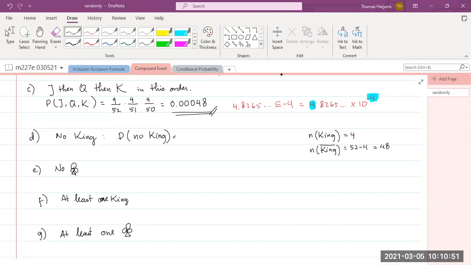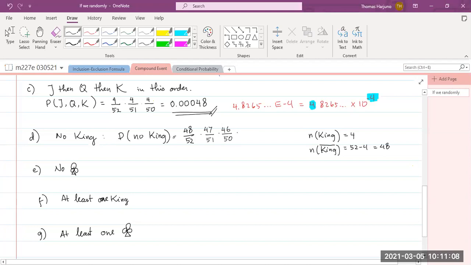Now then, the first card to be not a king is 48 out of 52, times not a king again, there are only 47 out of 51. Then not a king again is 46 over 50. That will be 46 times 47 times 48 divided by the product of 51 and 52 and 50. I get 0.78262.